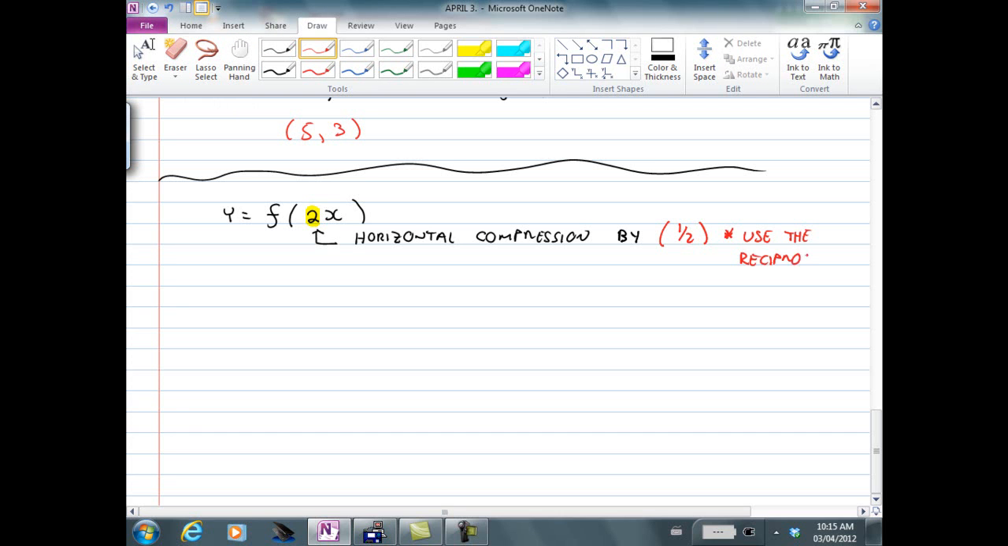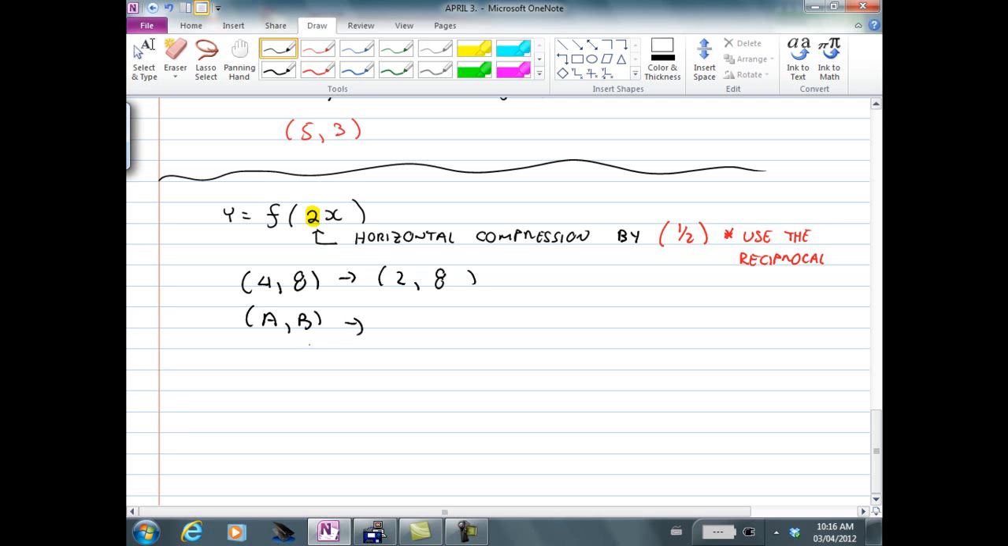Reciprocal. The reciprocal of 2 is actually 1/2. So if I have a point 4, 8. Okay. Harpreet, what's my new point going to be? 2, 8. What if I decide to be tricky and use A and B?